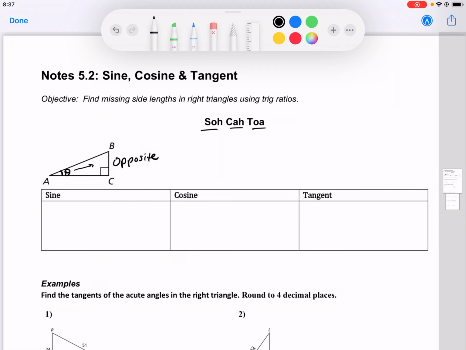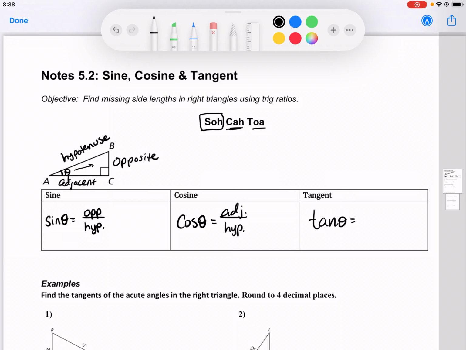The adjacent side is the leg touching. So this is the adjacent side touching that angle. And then the side across from the right angle, as you know, is the hypotenuse. There we go. So sine of theta, according to what this is saying, is the opposite over the hypotenuse. Cosine of the angle, according to the CAH, is the adjacent over the hypotenuse. And TOA tells us that tangent is opposite over the adjacent side.